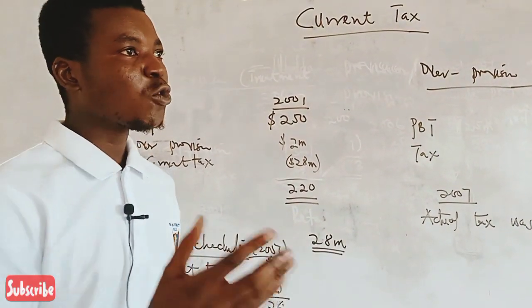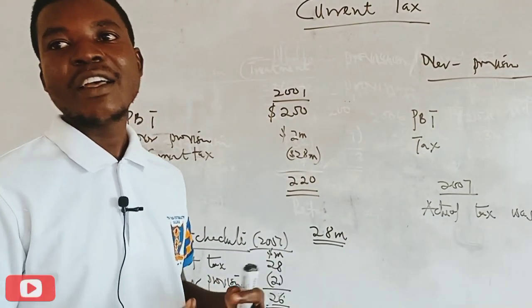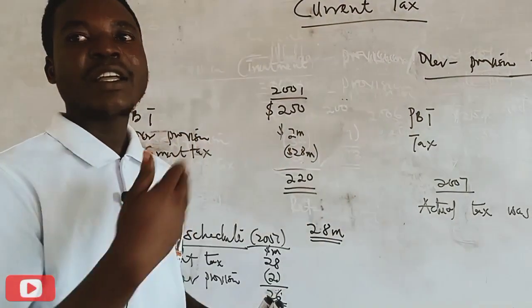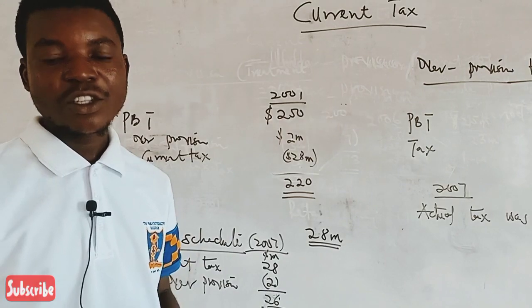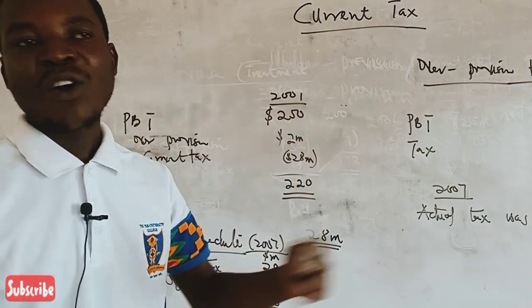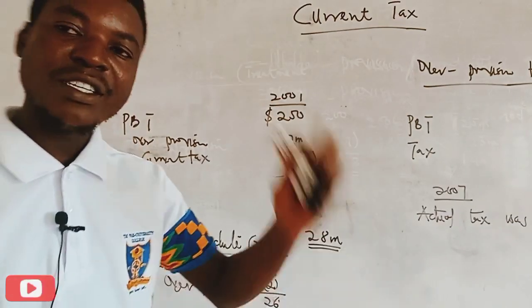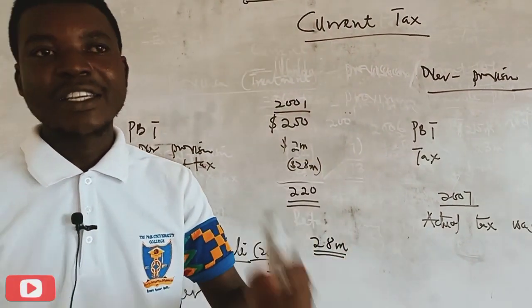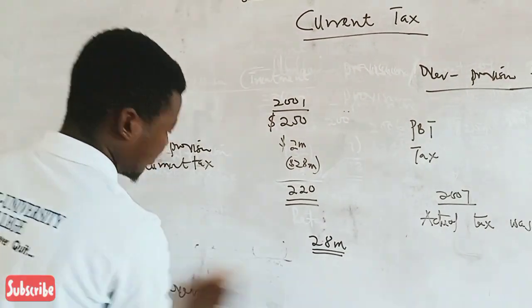But let's show the double entry for this particular transaction. Sometimes in the trial balance of the entity, they will put some figures on the debit side and then the credit side, showing over or under provision. So anytime that you see a current tax on the debit or on the credit side, it means over or under provision. So let's show the double entry over here.